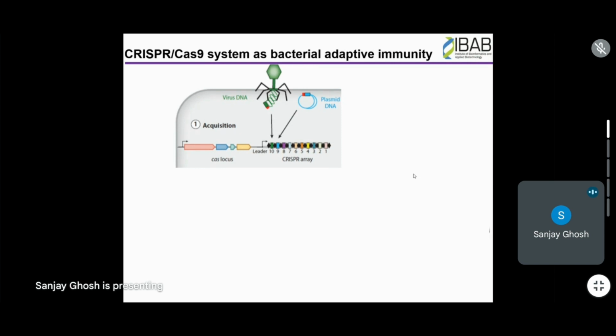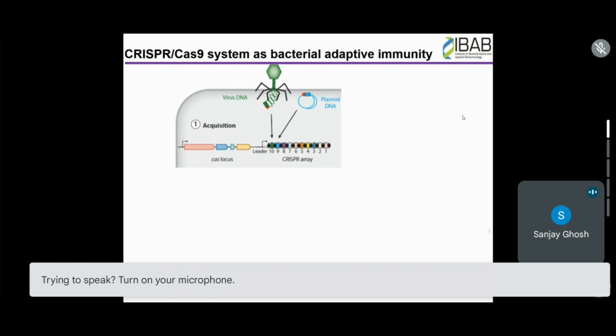So the CRISPR-Cas9 system, as you know, is basically an adaptive immune system of the bacteria. So what happens when the bacteria gets attacked by a bacteriophage? The bacteriophage injects its DNA and then it multiplies and it lyses, it comes out. That's all we know, and that is the standard textbook material.